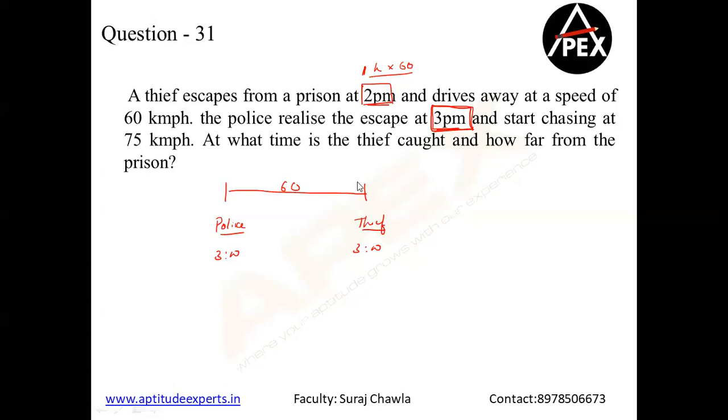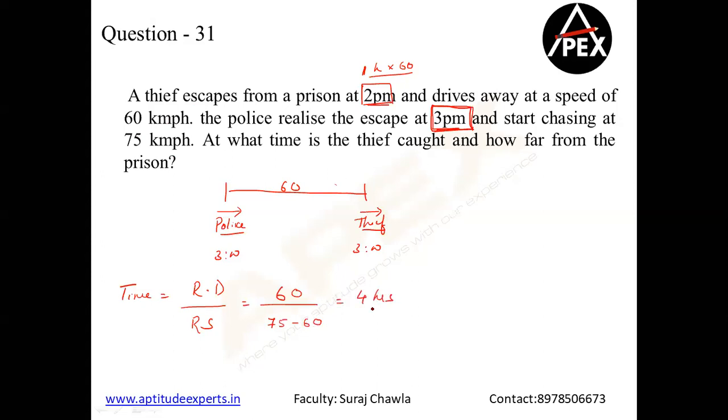Now, if the police starts chasing the thief, which means both of them are moving in the same direction. So let's apply the formula now. The time taken to meet is going to be your relative distance upon relative speed. Clear? The relative distance separating both of them at the same time is 60 kilometers at 3 o'clock. Now the police is running at 75. Both of them are moving in the same direction, so it is going to be the difference of their speeds. Clear?